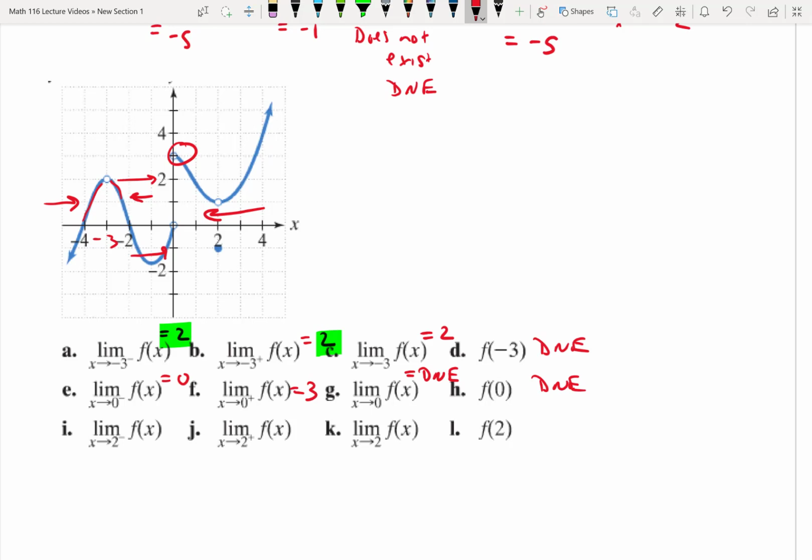And then parts I through L, we're exploring the graph around x equals 2. So the limit as x approaches 2 on the left is 1. The limit as x approaches 2 on the right is 1. The two-sided limit then will be 1 since the one-sided limits were equal. And the actual f of 2 is the y-coordinate at 2, which is the filled-in dot, and that happens when x is 2, y is negative 1.